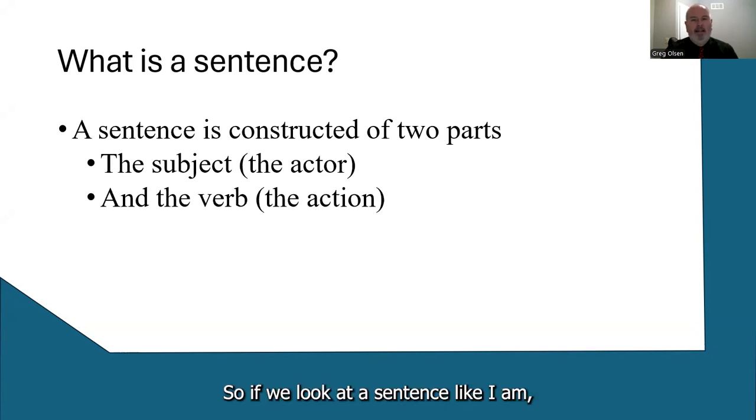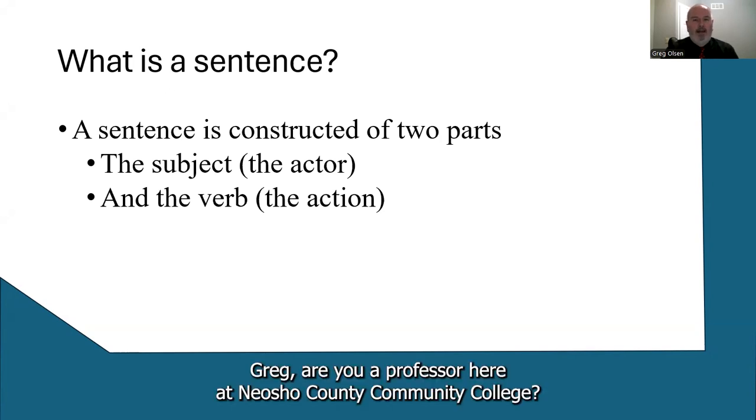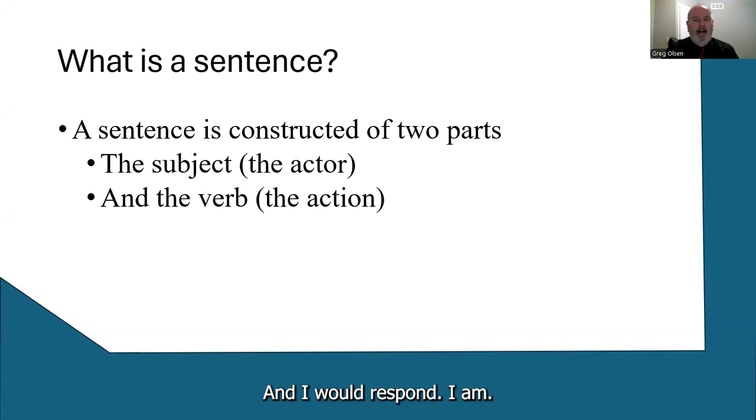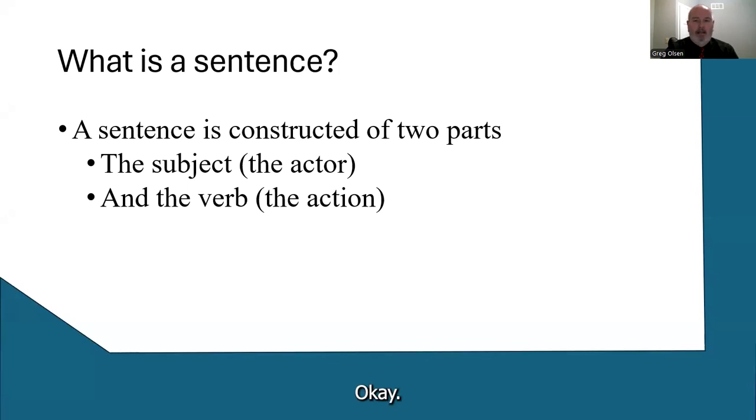So if we look at a sentence like "I am," we have the subject I, the verb am, and that's all we need to make a complete sentence. If you're unsure if "I am" is a sentence, you can ask me, Greg, are you a professor here at Neosho County Community College? And I would respond, "I am." Okay, again, subject, verb. That subject I, verb, which is a state of being, am. Okay, so that is a complete sentence.